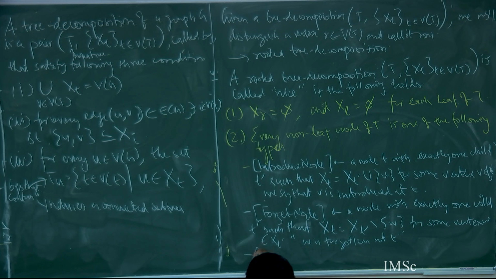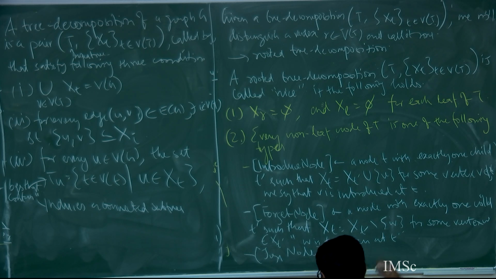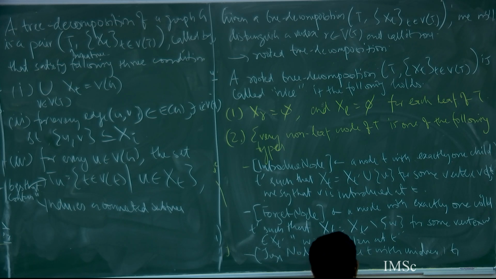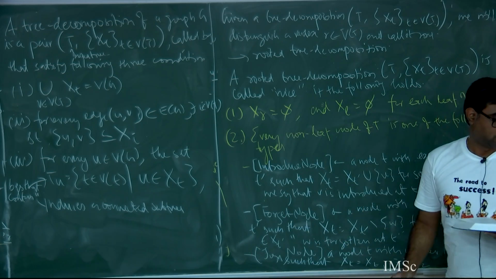And finally, we have a join node. What is a join node? A node t with children t1 and t2, such that X_t is equal to X_t1 is equal to X_t2. That's it. This is called nice.